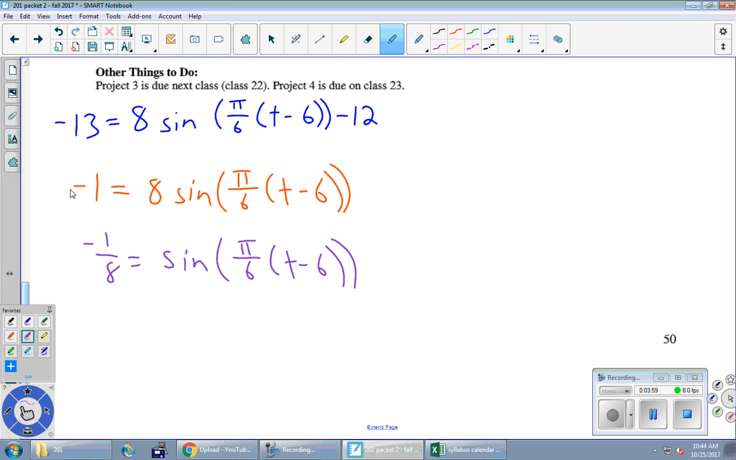Okay, so here's the first tricky moment. At some point, we're going to use our calculators. What are we going to do to both sides of this equation? We're going to do inverse sine. And so we're going to have to use the calculator. But let's go ahead and put inverse sine in front of both sides. So inverse sine of -1/8 equals inverse sine of all of the right-hand side.